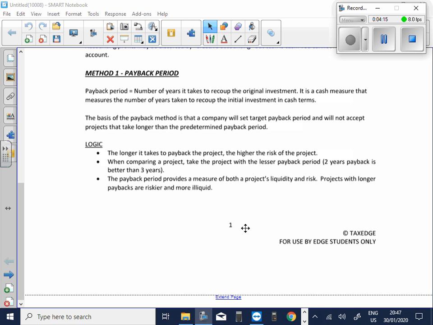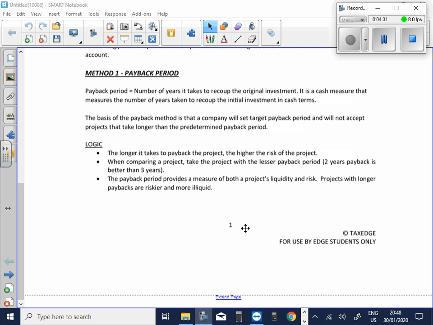I get my money back quicker. Third, it says the payback period provides a measure of both the project's liquidity and risk. So, the quicker I get paid back, the more liquid. The quicker I get paid back, the less risk. Guys, comfortable with that? Okay.